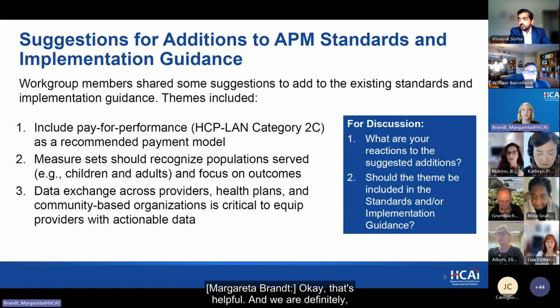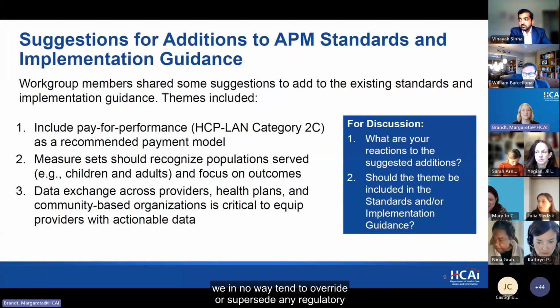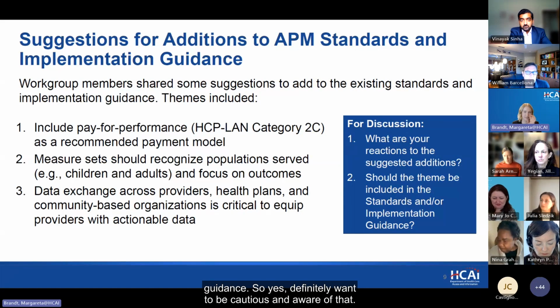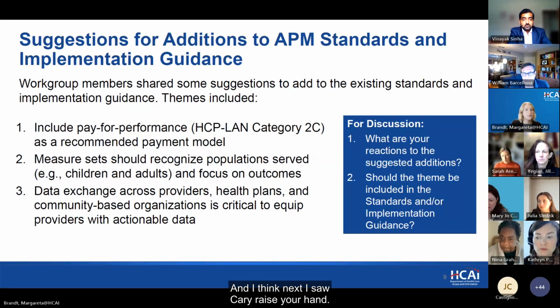Okay, that's helpful, and we in no way intend to override or supersede any regulatory guidance. So, yes, definitely want to be cautious and aware of that. Thank you. And I think next I saw Carrie raise your hand.